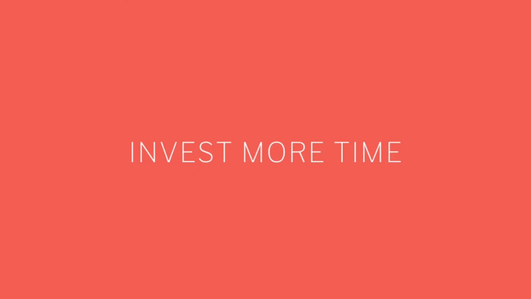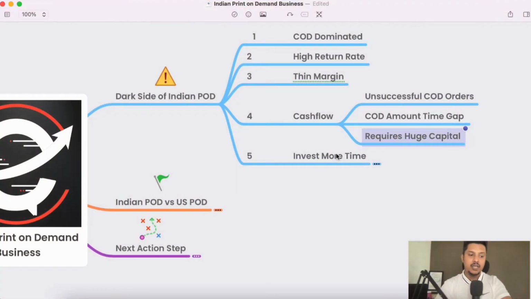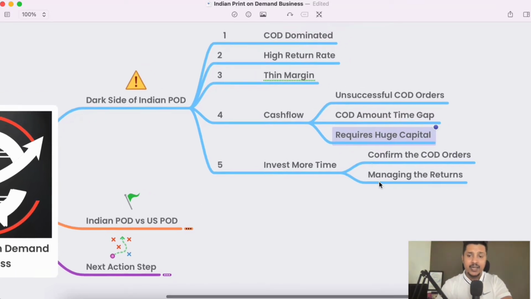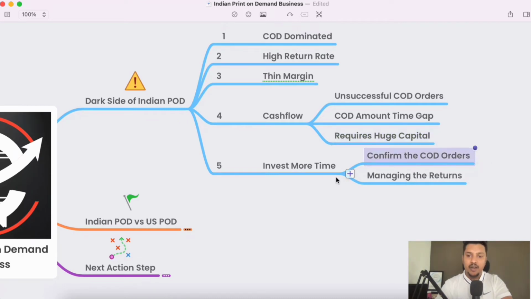invest more time, because not everybody is going to be successful in delivery. The people who place cash on delivery orders are not serious about the product or about buying from you. So you need to spend a lot of time confirming the cash on delivery orders to make sure that it is not spam or a scam or something like that.